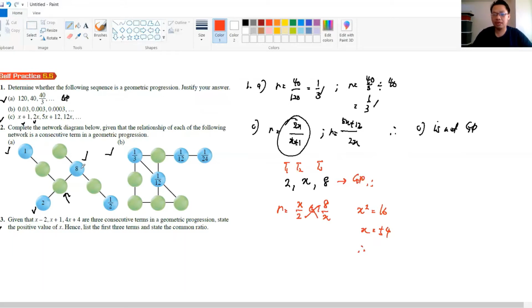So this one should be positive 4. So that is your value of x because it's positive. So that means from 2 to become 4, times 2, from 4 to become 8, times 2, right? You see the pattern right now? Okay, that is question number 1, the first one here. For this one, you try. I will complete this one.